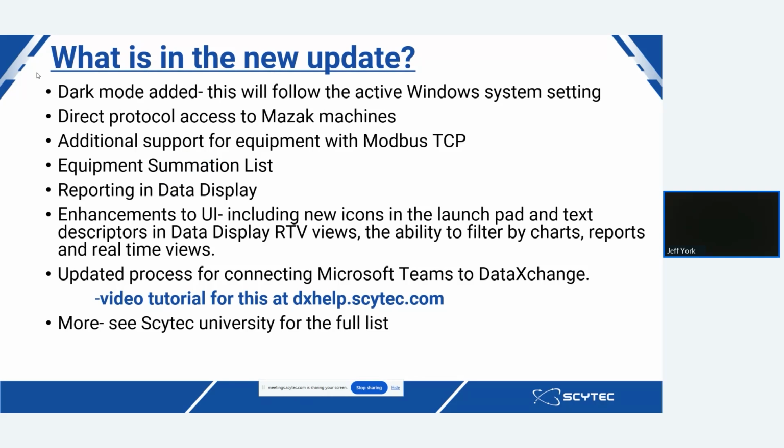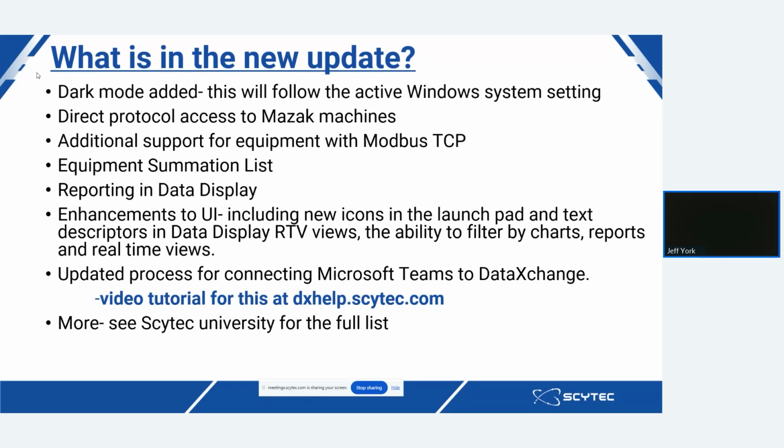There is also the equipment summation list, which I'm going to go over in just a second. This is a new offering inside of our real-time lists section that you can find in the data display launchpad, and now there's also a reporting section inside of data display. There are also quite a few enhancements regarding the user interface for DataXchange, including some new icons in the launchpad, text descriptors in the data display RTV views, and the ability to filter the data display launchpad by charts, reports, and real-time views, whatever you're looking for.